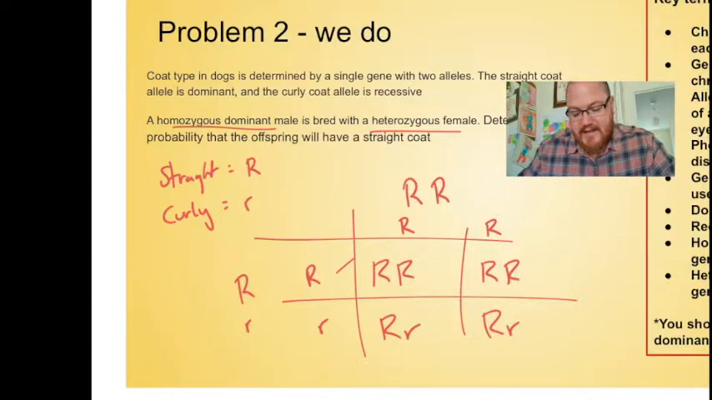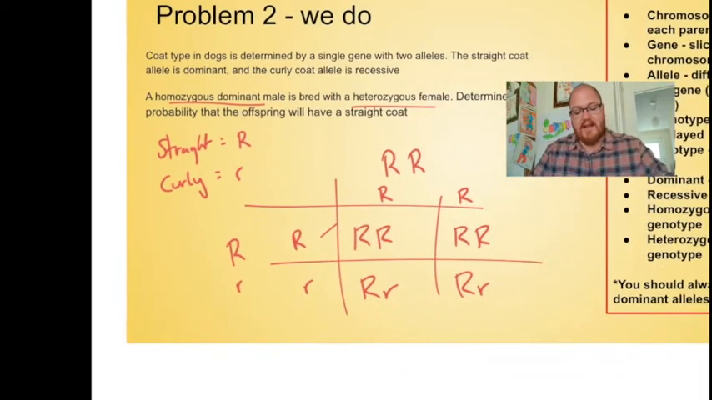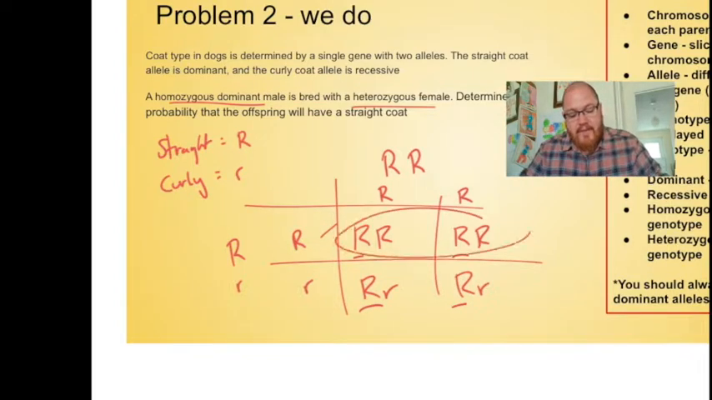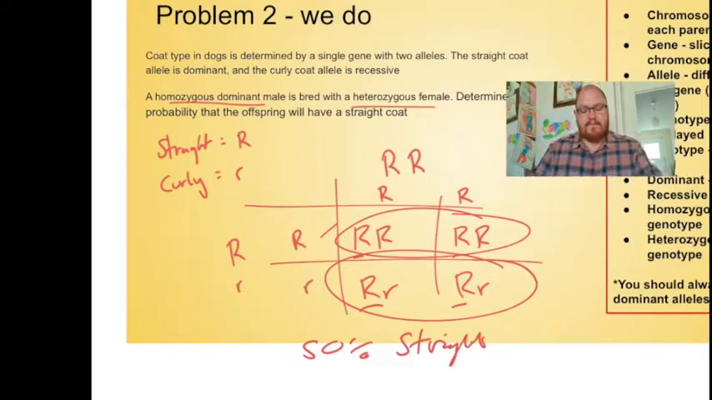What's the question asking me? Determine the probability the offspring will have a straight coat. Well, I can already see there's a 100% probability or chance that they're going to have a straight coat because they've got a capital R in each of them. Okay, there's no recessives here. And to break it down further, I've got 50% homozygous dominant and 50% heterozygous. So the answer to my question is 100%, they're going to display straight.